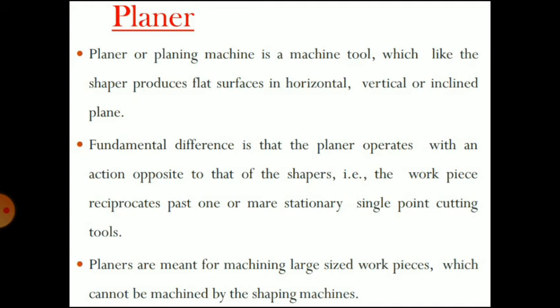Whereas in a shaper, the tool is mounted on a ram, reciprocates, and the feed is given by crosswise movement of the table. So that is the basic difference between planing and shaping.